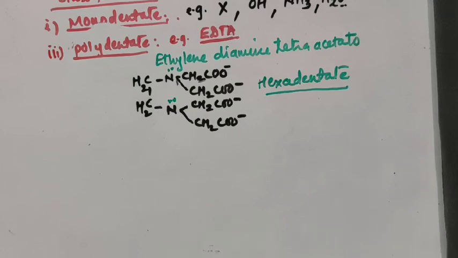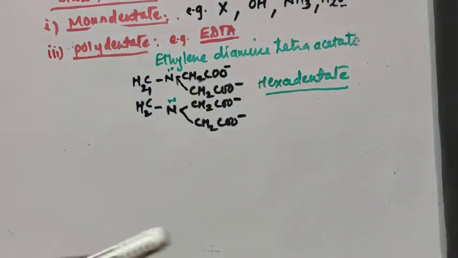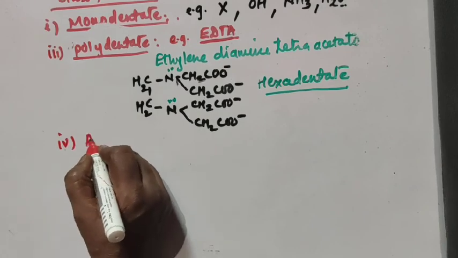We have seen so far monodentate, where only one atom can donate an electron pair for the bond formation. Didentate, in which we have seen the examples of ethylene diamine, oxalato ion, and dimethyl glyoxime, in which two atoms can donate an electron pair. And in polydentate we have seen the example of EDTA, ethylene diamine tetraacetate ion, in which 6 atoms can donate the electron pair for the bond formation. Then the next class is ambidentate ion. I'll write here only the fourth one, ambidentate.